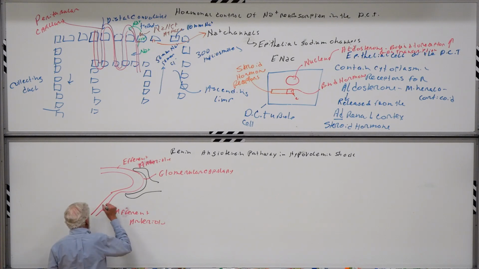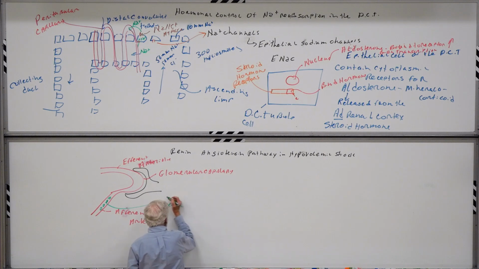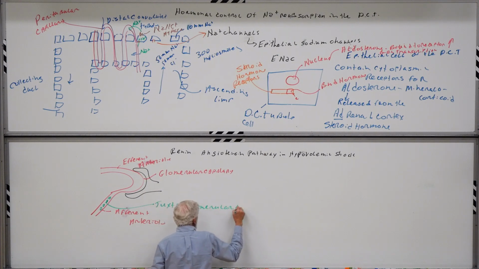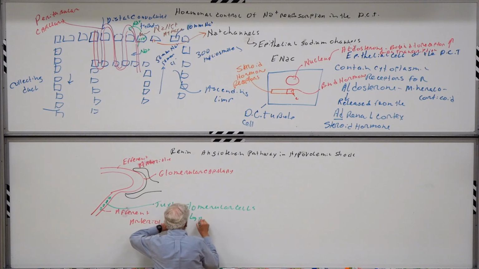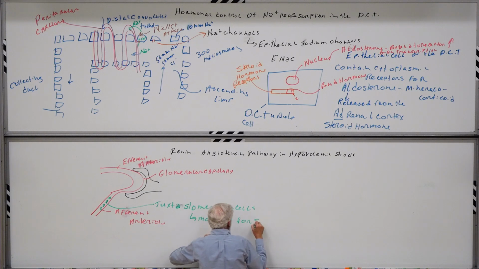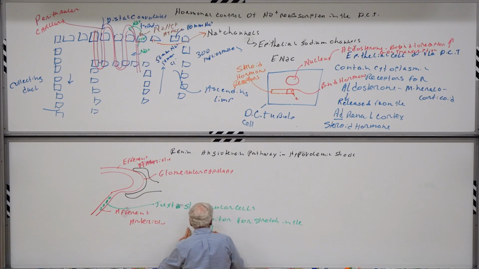We're going to add a new set of cells in here called juxtaglomerular cells. Juxtaglomerular cells are modified cells that reside right here in the afferent arteriole. And these juxtaglomerular cells monitor for stretch in the afferent arteriole.